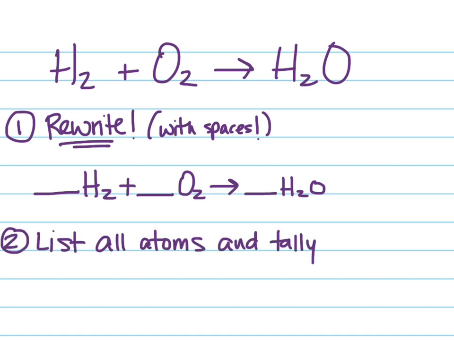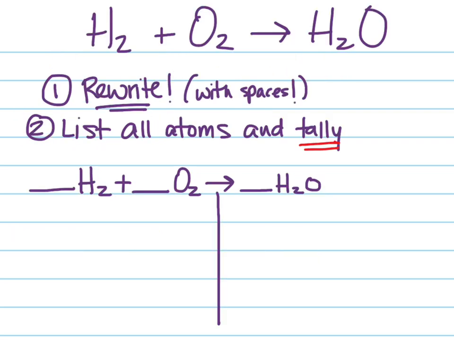Step 2 is to list every atom and tally them up. What does that look like? So I've just moved the spacing around on my page a little bit. I'm going to list every atom that occurs on the reactant side of the problem. That's hydrogen and oxygen, H and O. Note that I dropped a line down from my little yields arrow. That just kind of lets my brain separate what's happening on the reactant side and what's happening on the product side. I rewrite those atoms on the reactant side.